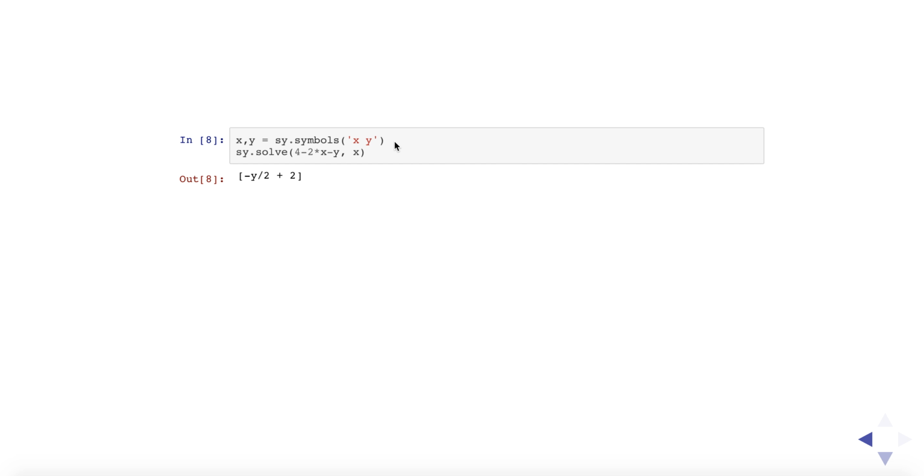So we can, again, do this in Python. We're going to be working symbolically with SymPy, so we create these symbols, x and y, and just to show how to solve an equation for a variable, there's our equation, 4 minus 2x minus y equals 0. Okay, this is a standard form of an equation where everything is on one side and 0 is on the other. But then I can ask SymPy to solve it for x, and I get what I expect, negative y over 2 plus 2.